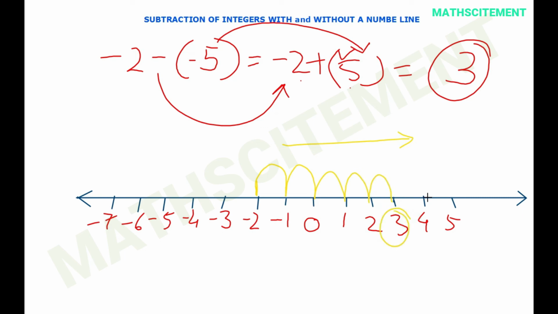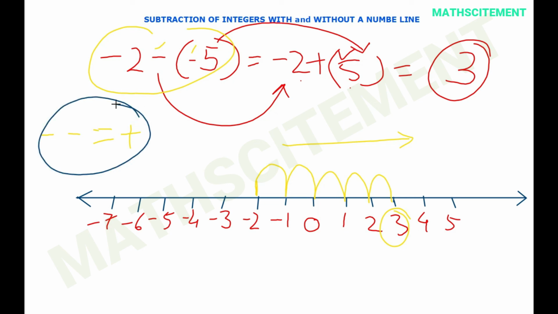Another way of solving negative 2 minus negative 5 is to understand that two negative signs give us a positive sign. So a negative sign outside the bracket and a negative sign within the bracket together gives us a positive sign. Minus minus equals plus. So we have minus 2 plus 5, which equals a positive 3.